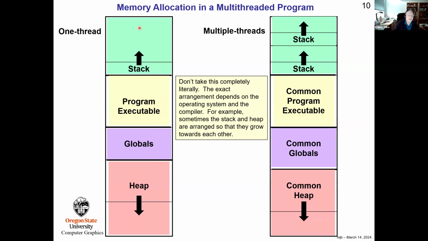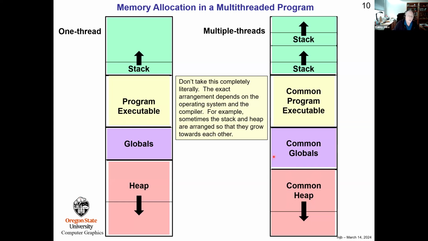Now, in a multi-threaded program, let's see what's the same and what's different. The program executable is the same. All threads are executing the same machine code, just at different places. The globals are the same. When you write your code and you create globals and maybe put values in them, all threads get to look at them. The heap. If one thread says malloc, all the threads have access to that, as long as they can get at the address somehow.